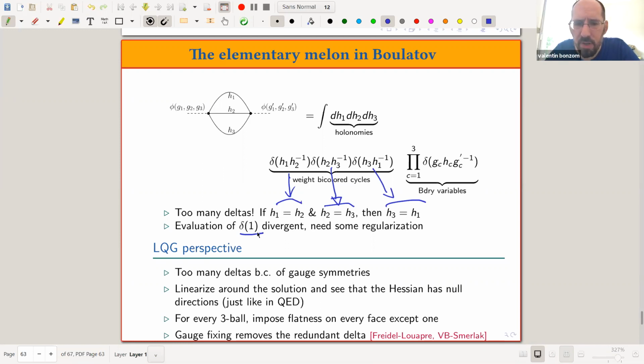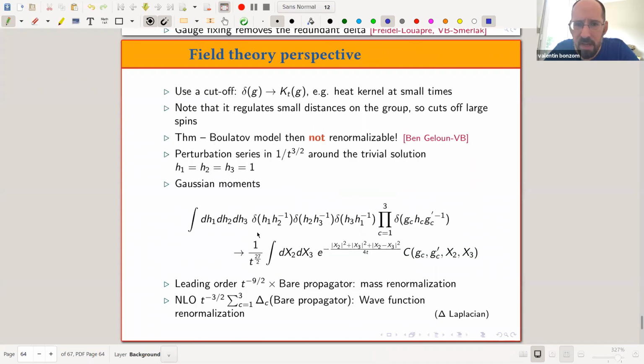And you need some regularization. So the loop quantum gravity perspective is that there are too many delta functions because of gauge symmetries. And I won't have time to tell you more about this, although I would have liked, but maybe it was given in some previous lectures.